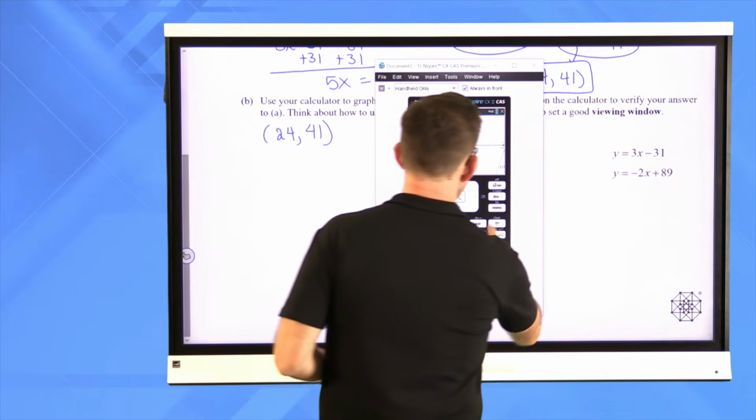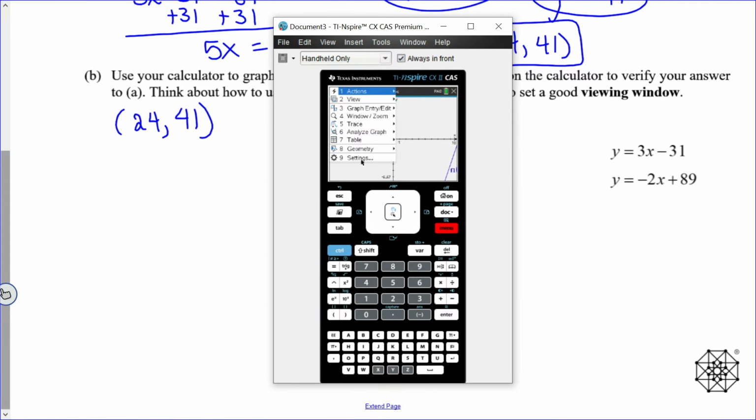Let's go into our menu. Let's go to option 4, which is window, and let's go into our window settings. Now, I don't need a lot of negative x values given where my intersection point is, but I think I'll keep x equals negative 10. That's fine. All right, now they intersect at an x value of 24, but maybe I want it a bit bigger than that. Maybe I'll go with an x value of 50. I'll let the x scale be automatic.